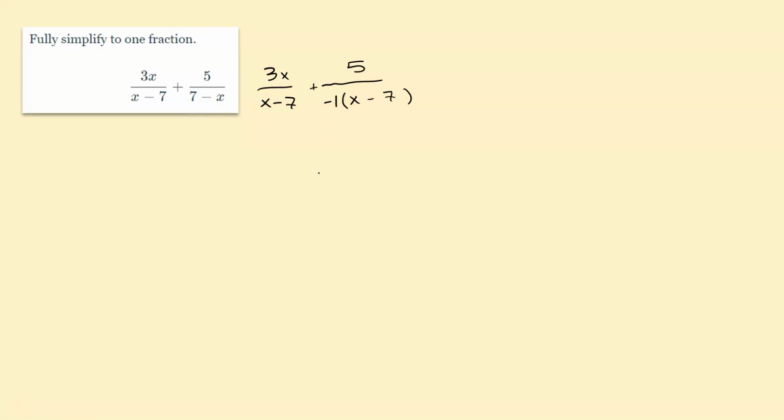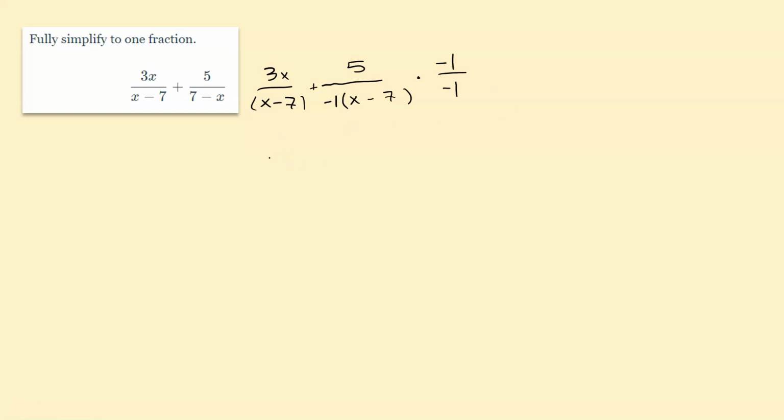Now there's two ways you could go from here. You could either multiply this fraction by negative 1 over negative 1 to cancel out the negatives, and then you'll have x minus 7 in both denominators, or you can multiply the left fraction by negative 1 over negative 1, and then you'll have this negative 1 times x minus 7 in both fractions. I would rather multiply this side by negative 1 over negative 1 because I think the x minus 7 in the denominator is a little cleaner, easier to work with than negative 1 times x minus 7.